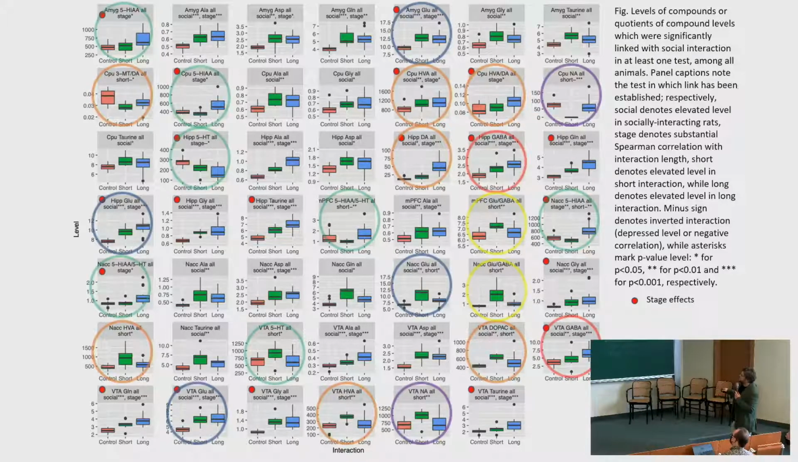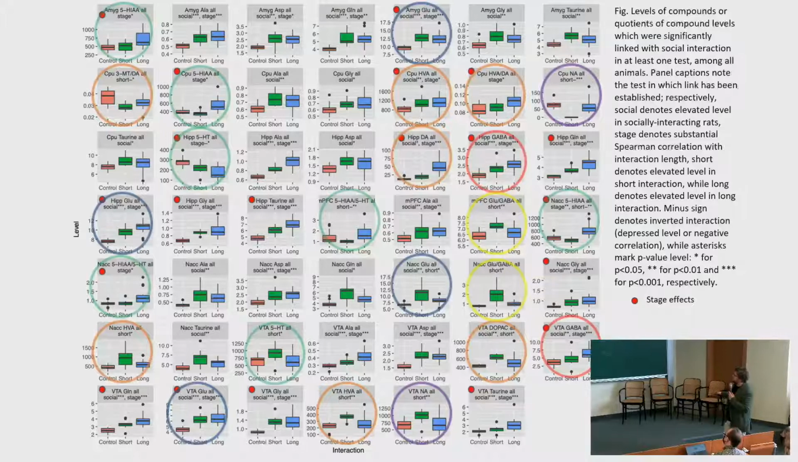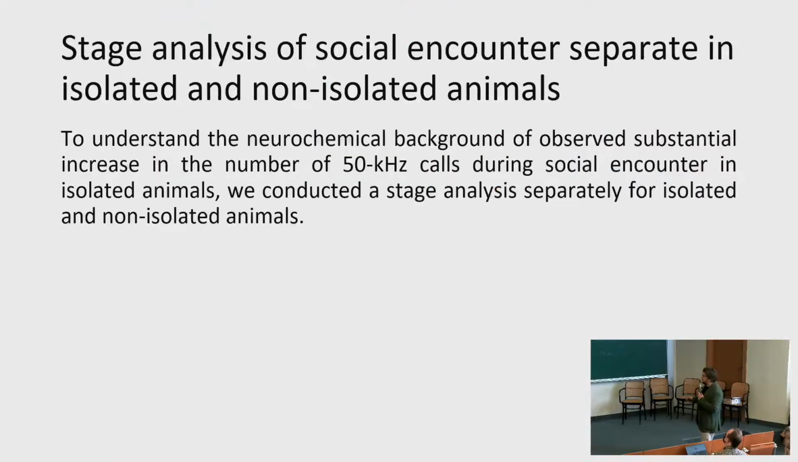We've also got increased levels of GABA in the hippocampus and dopamine in the hippocampus and in the CPU. What is also interesting, we've got increased levels of GABA concentration in the VTA. But to understand the neurochemical background of the observed substantial increase in the number of 50 kilohertz calls during social encounter in isolated animals, because we've got differences in isolated and non-isolated animals.